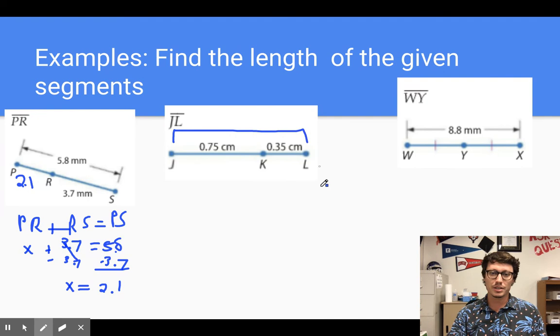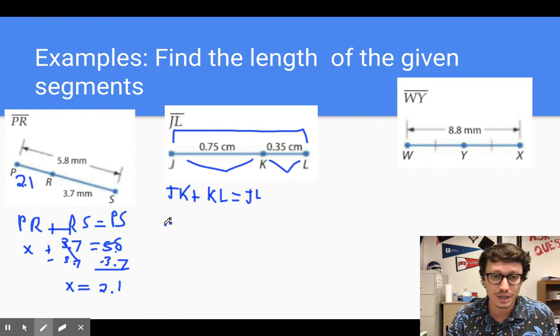JL is the entire thing. So again, segment addition, we know that JK plus KL has to equal JL, right? That's segment addition. You're taking your two small segments, adding them together to equal the entire large segment. Now you can substitute and plug them in. JK is 0.75 plus KL we see is 0.35 is equal to JL, and that's what we don't know. You can put in an X there.